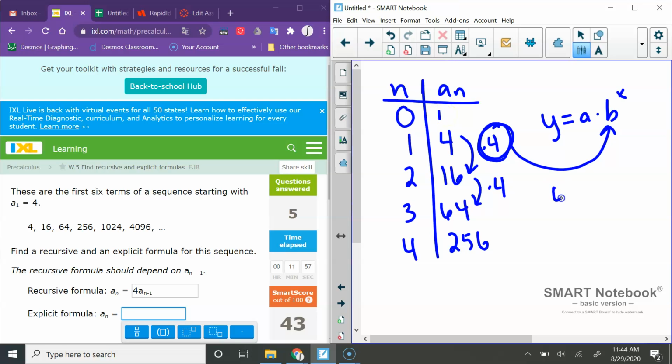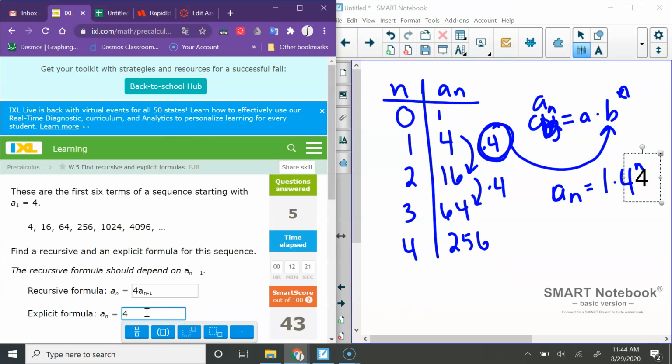So our equation is going to be, actually I should be using a sub n's. That should be a sub n, and this should be an n right here. And so our a sub n is going to be 1 times 4 to the n power. I think that IXL probably does not want that 1 there. Maybe it'll take it, I'm not sure. To be safe, I'm just going to put 4 to the n power, and hopefully that will work out for us. Sometimes IXL is picky. Terrific. Great. So that one worked out for us.